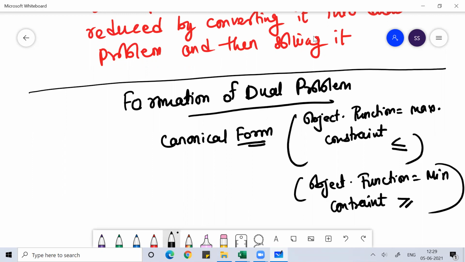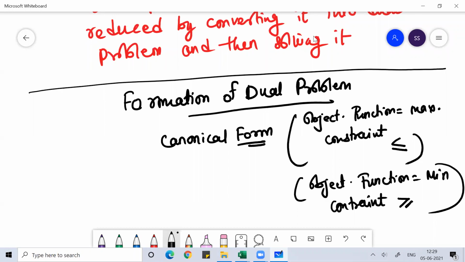So first you make sure that the primal, which you are now converting into dual, is in canonical form. Then the next part: we change the objective function of maximization in the primal into minimization in the dual and vice versa. That is the first thing we do. The next thing we need to take care of is that the number of variables in the primal will be the number of constraints in the dual.